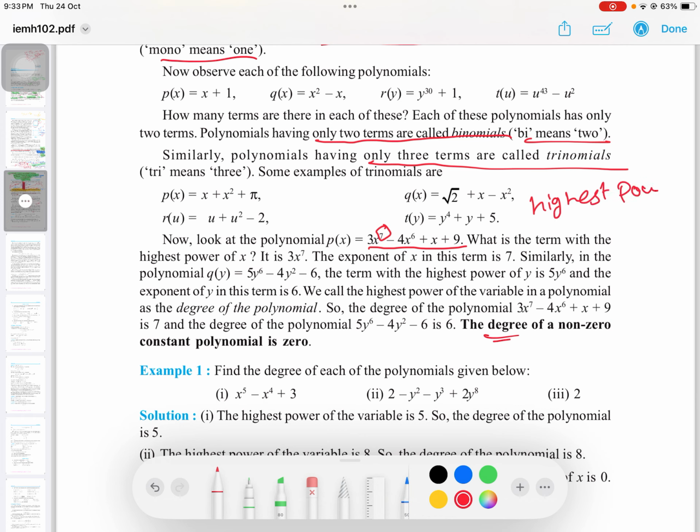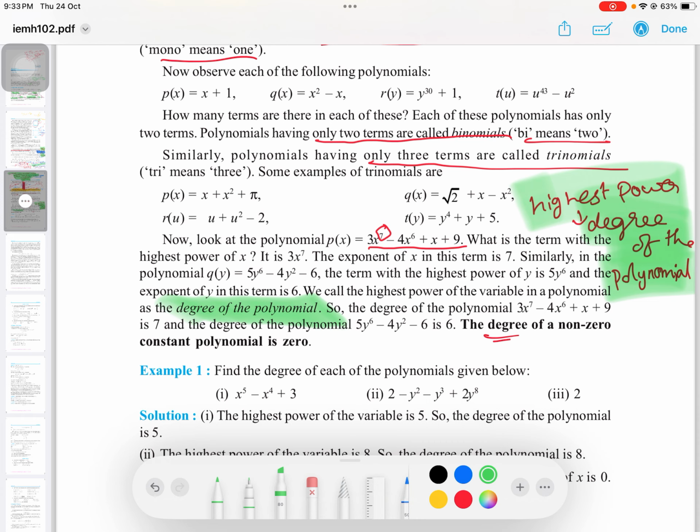power. It is called the degree of the polynomial. There is nothing more, nothing less than this. That's all there is to it. Okay, that's literally all that there is to it. That's it. This is what is called the degree of the polynomial.